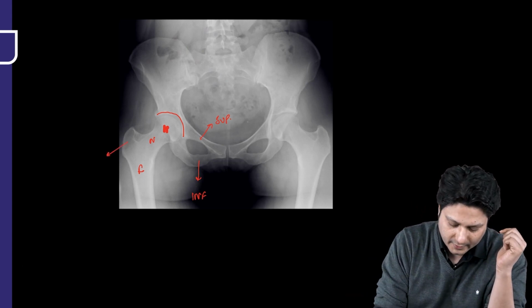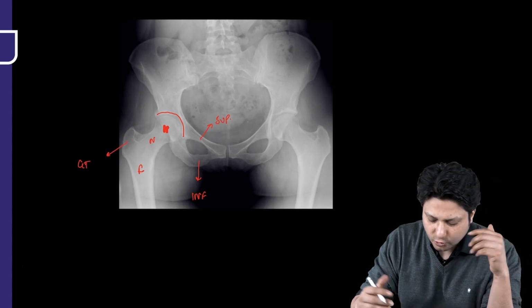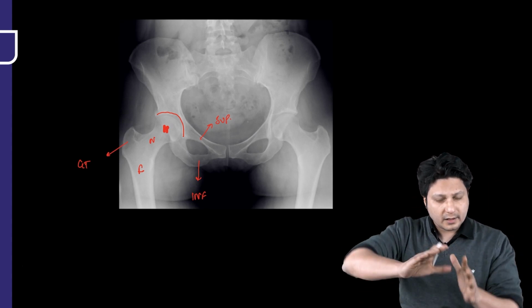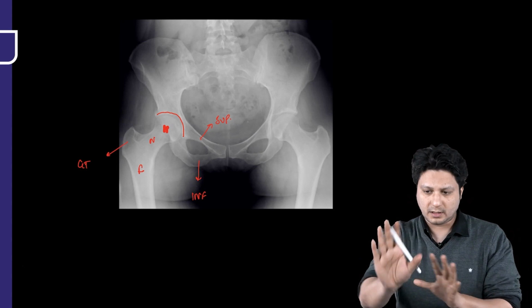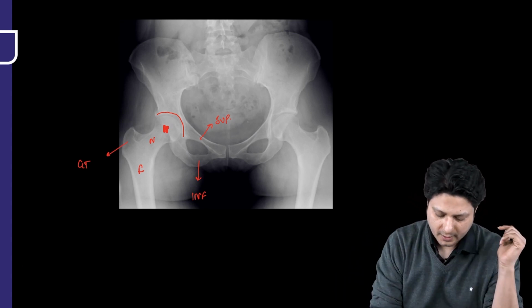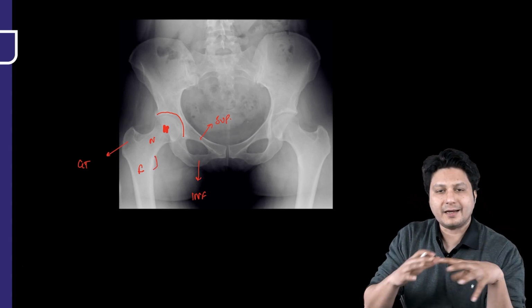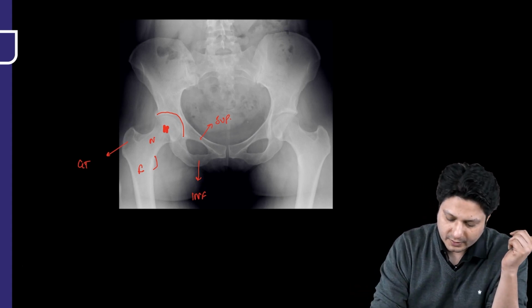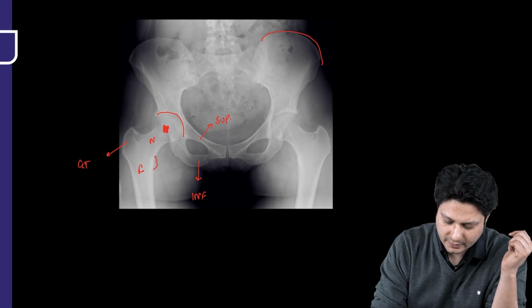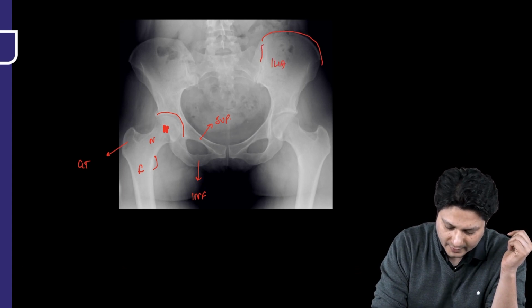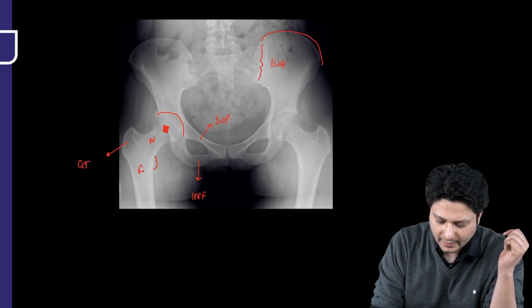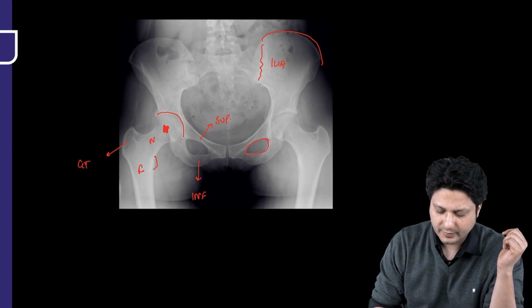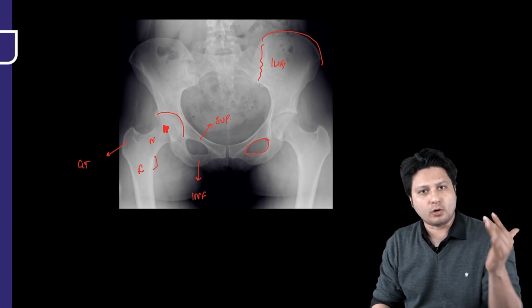This is the greater trochanter, and because the hip joint is not internally rotated, here somewhere is the lesser trochanter of the hip. So these are the structures which you are already aware of. Similarly, this is the iliac crest, this is the iliac bone, these are the sacroiliac junctions, and these are the obturator foramens. As I told you, all these things you are already aware of.